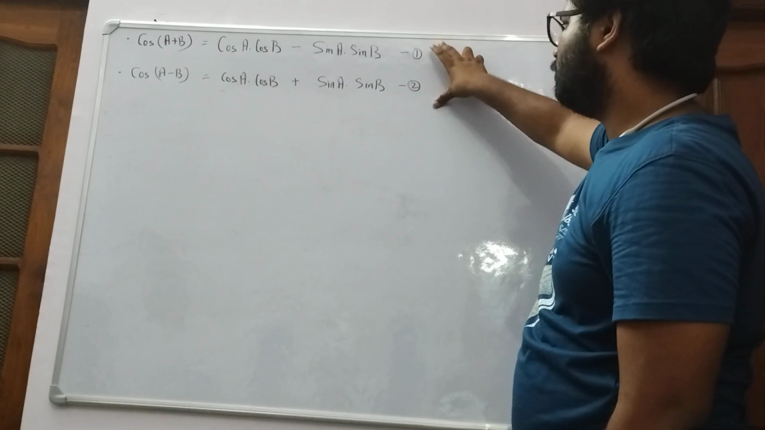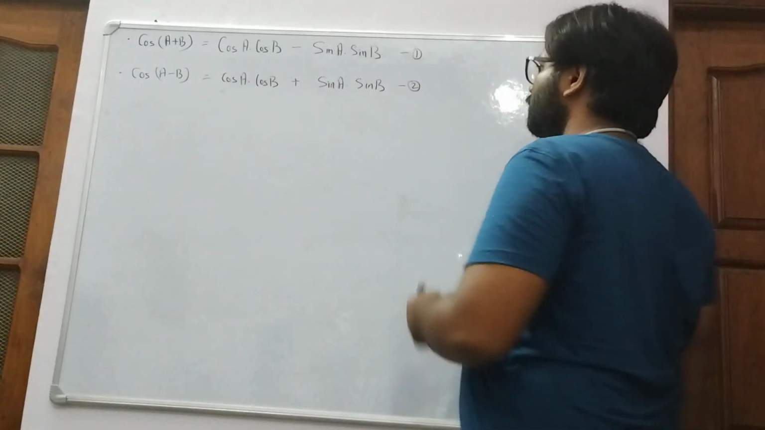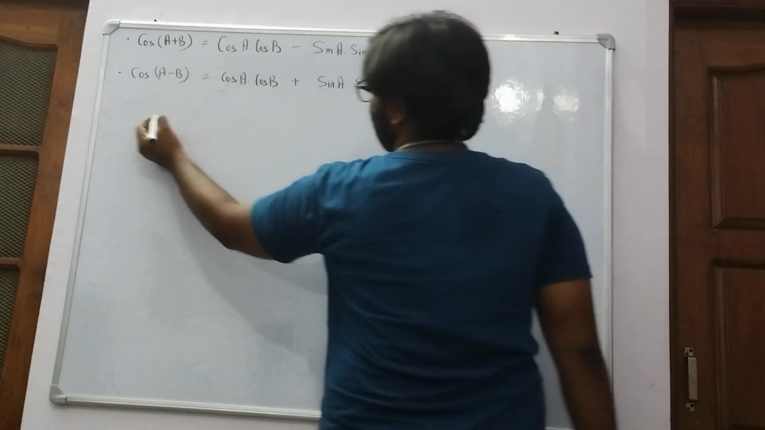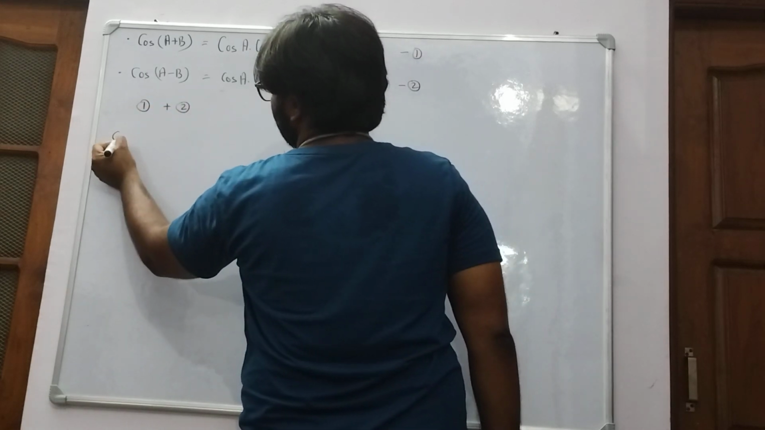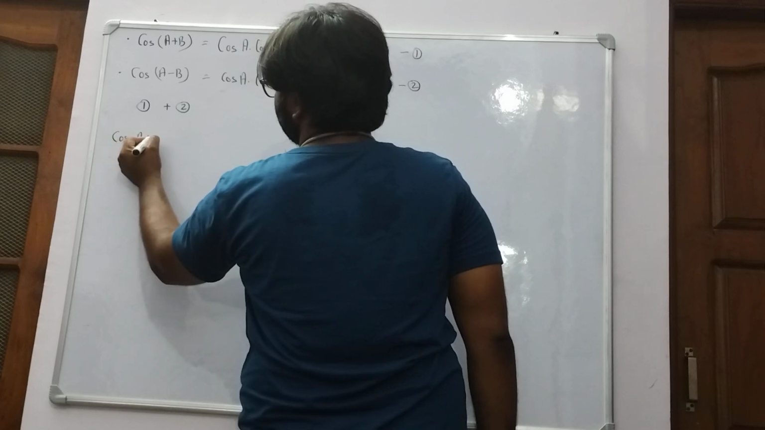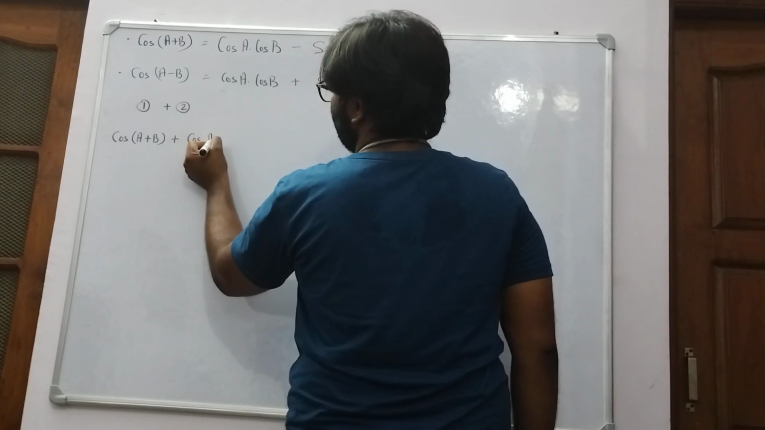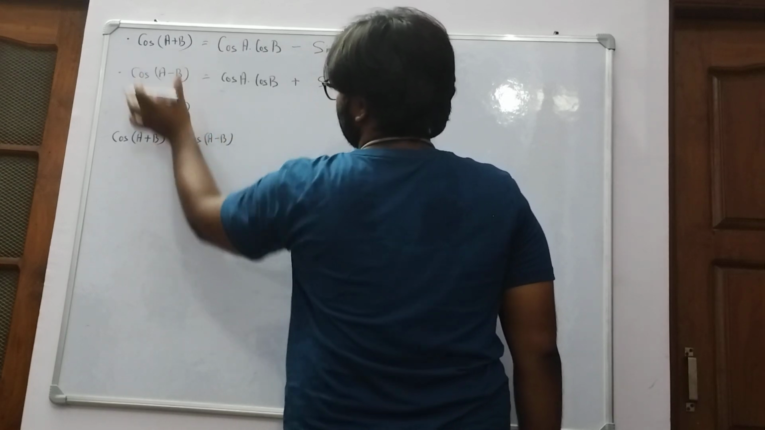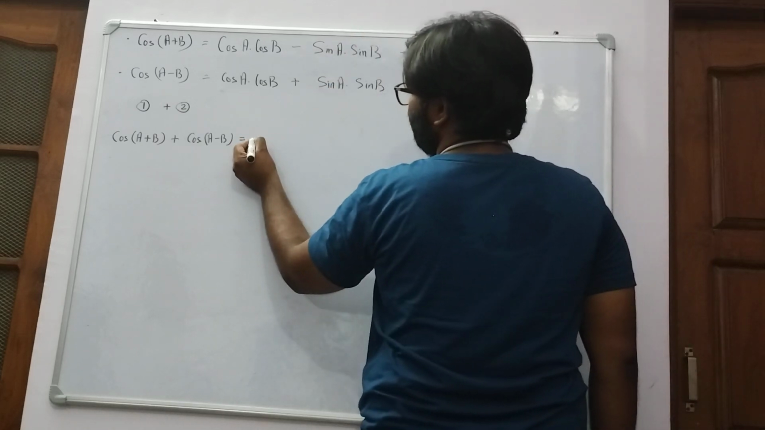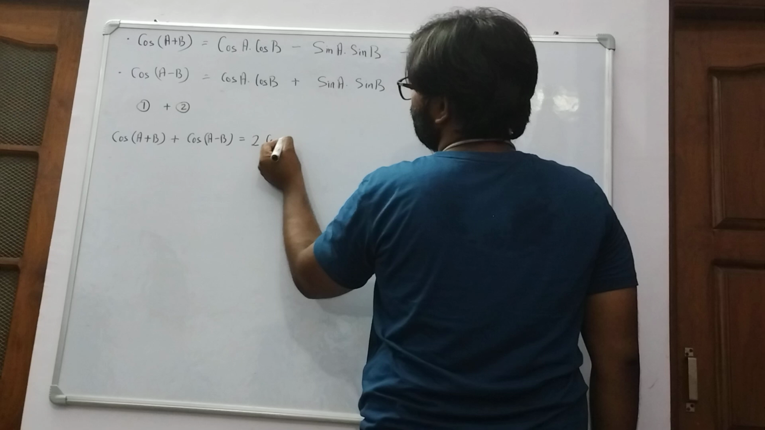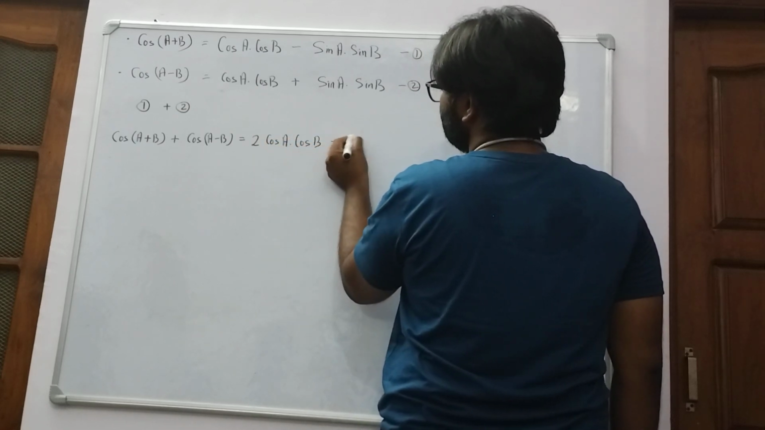Now using these two set of formulas we will deduce another pair of formulas. How are we going to do that? Let's see. So now we will simply add both the equations. So we will get cos(A+B) plus cos(A−B), that is LHS, is equal to, see, negative positive cancels out, we get 2 cos A cos B. This is our equation number 3.